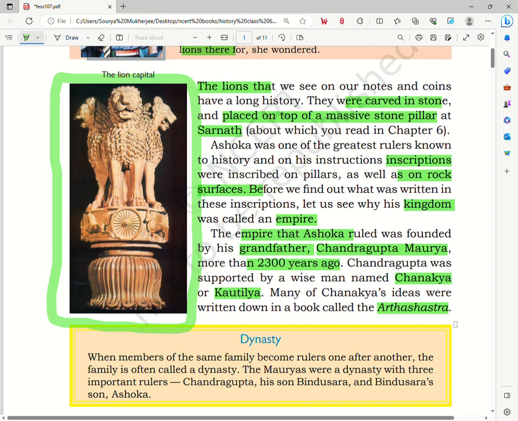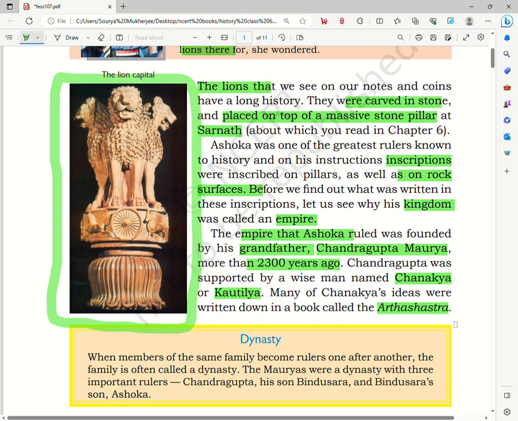So guys, as you know that Ashoka is the important ruler of the Mauryan dynasty, and this Mauryan dynasty was founded by the grandfather of Ashoka, that is Chandragupta Maurya. Chandragupta Maurya lived during the time when Alexander the Great invaded India. During that time, Chandragupta Maurya overthrew the then Nanda ruler of Magadha kingdom, that was Dhanananda, and established the Mauryan dynasty.